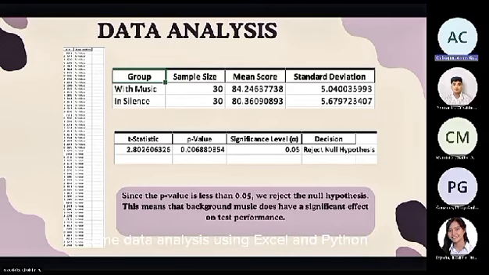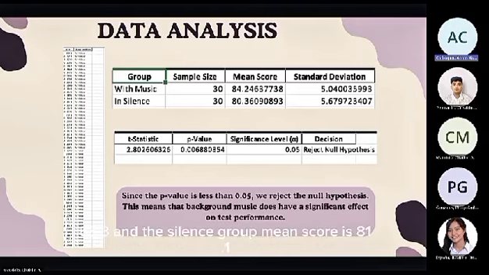Game. Data analysis. Using Excel and Python, we generated and analyzed the data. The results were: mean score of the music group, 85.3, and the silence group mean score is 81.1.